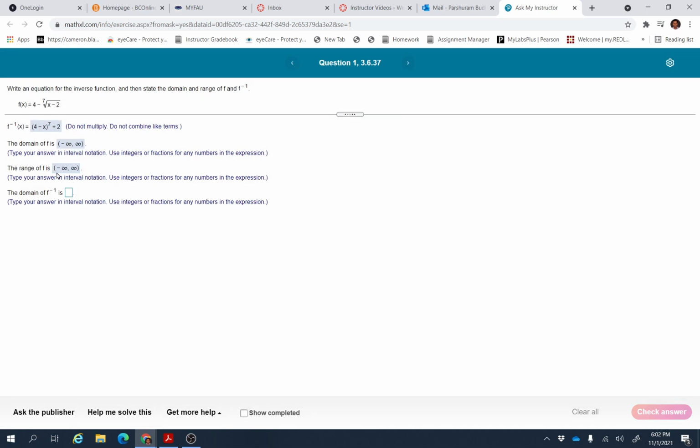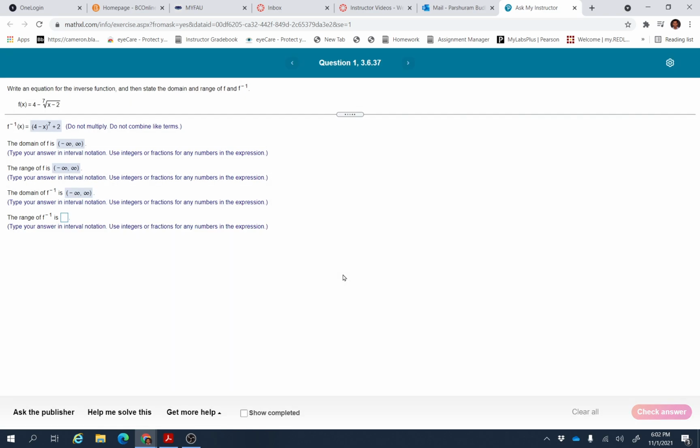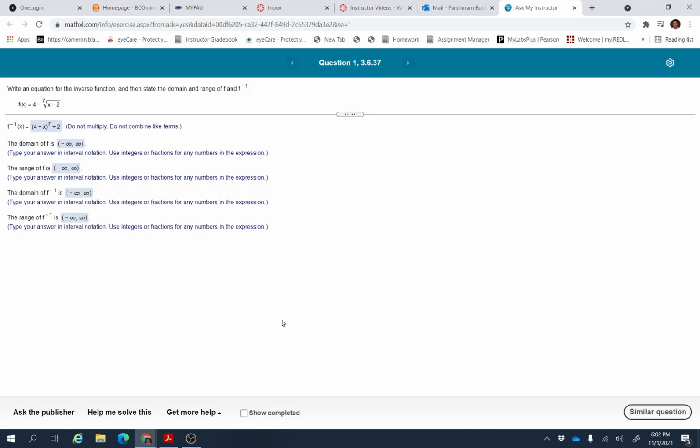And now, the domain of f is actually the range of f inverse, and the range of f is actually the domain of f inverse. So they are the same thing. So it should be again from negative infinity to positive infinity. So we are just switching the information, but in this case it's the same, negative and positive infinity. That's why we don't have any problem here.